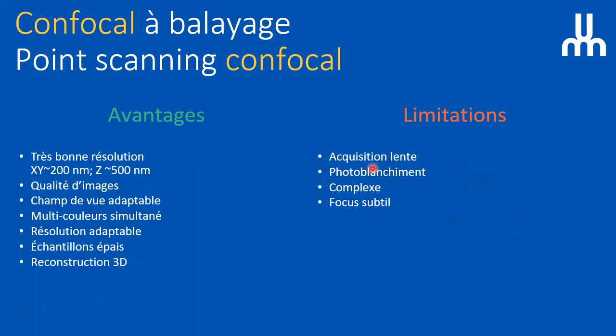The downside is it actually is very slow. You have to scan each line and each point individually, so it can be time consuming. You also bleach a lot because you put lasers and you focus the light on a very small spot. You bleach a lot of your sample, so you can do 2 or 3 acquisitions, and sometimes the sample is dim, so you cannot acquire anymore. And then one of the downsides also is it's more complex to use and to find the focus, because you don't see the light that is outside the focal plane. It's kind of hard to find the focus.